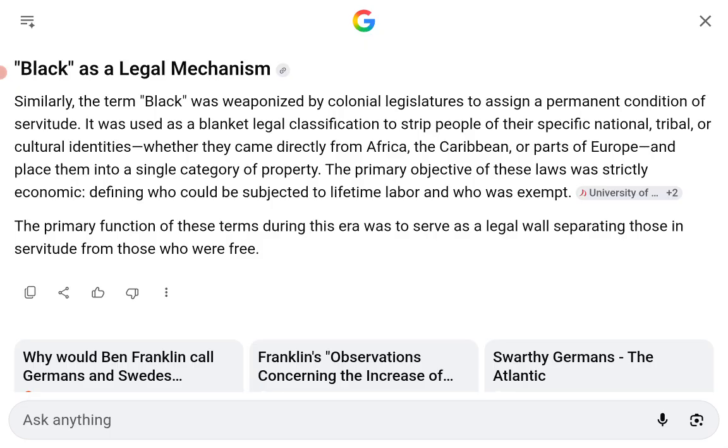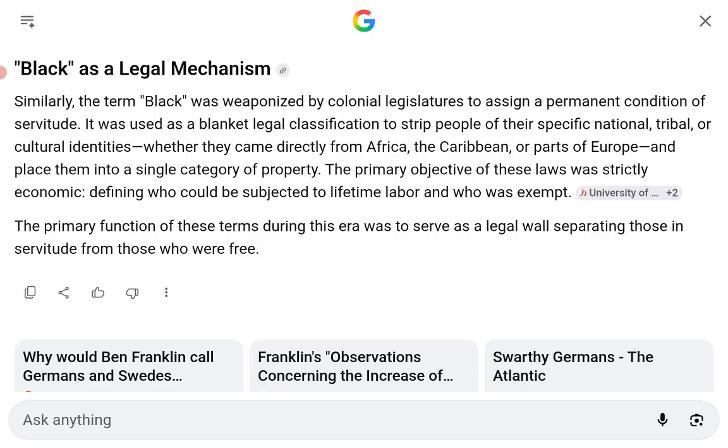It was used as a blanket legal classification to strip people of their specific national, tribal, or cultural identity. That's the reason why Walter Plecker started calling us black. Us American Indians, he stripped us from our natural, tribal, cultural identity in his Reclassification Act. But that was done in 1924. Whether they came directly from Africa or, as I said before, the Caribbean, which are parts of Europe, it placed them into a single category of property.